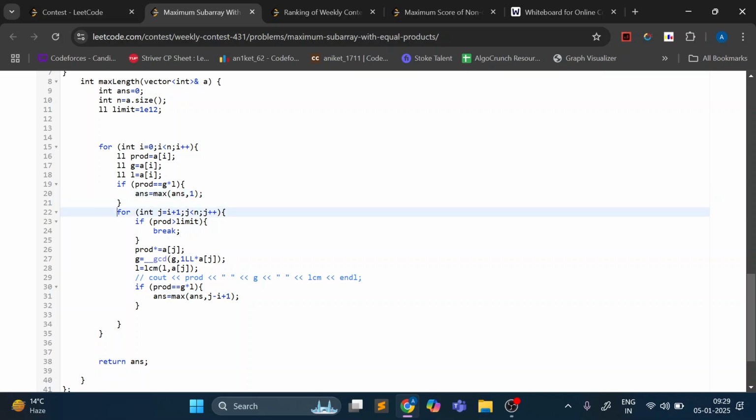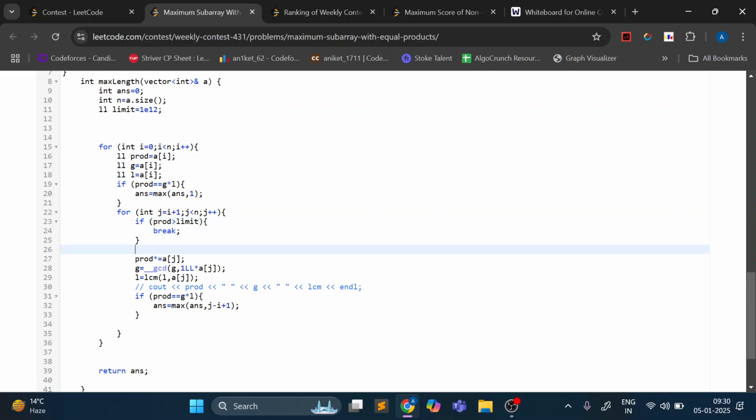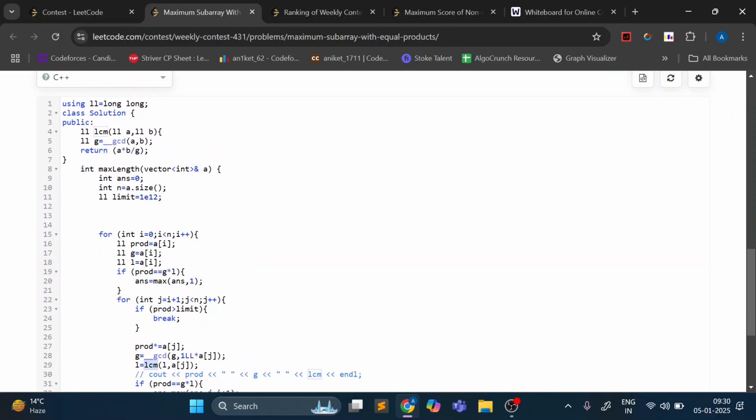Then I'm iterating from i plus 1 to n, so all the subarrays which start from i and end at any index after i. Also ignore this condition for now. Then we multiply a of j into our product variable, take the GCD of g and a of j, and take the LCM. Now this GCD is an inbuilt function, but LCM is this function which I have created, which was in my template. I just copy pasted it here.